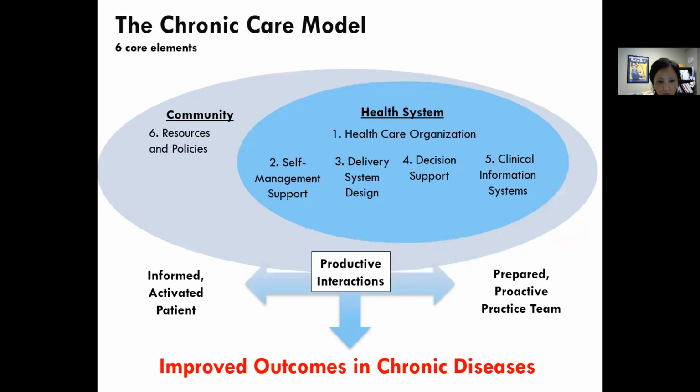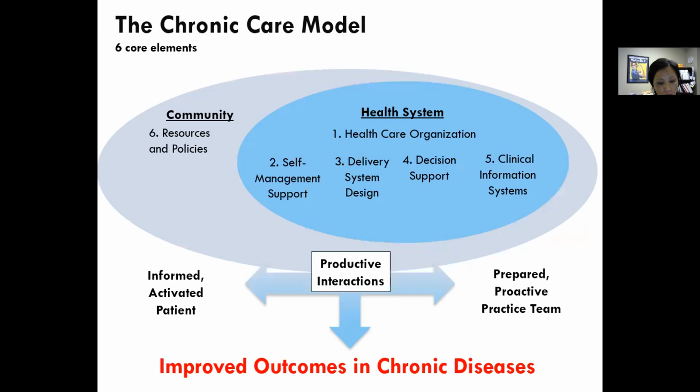Once you create this health system that does a better job of chronic illness care, you get a more productive interaction between patients and the team. Patients are activated to take charge of their care, and you're a more prepared, proactive team that is looking forward into the future for improving patient care. We know that when systems make changes along these 6 elements, there are improved outcomes in chronic disease, and we had a large-scale evaluation back in the 90s of our implementation of this work.